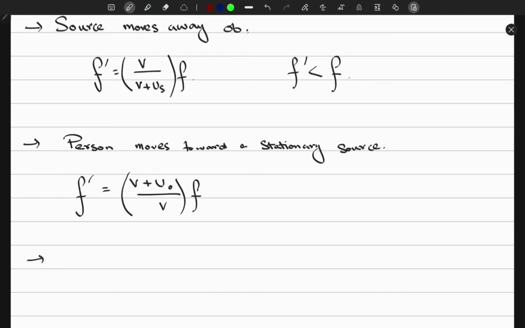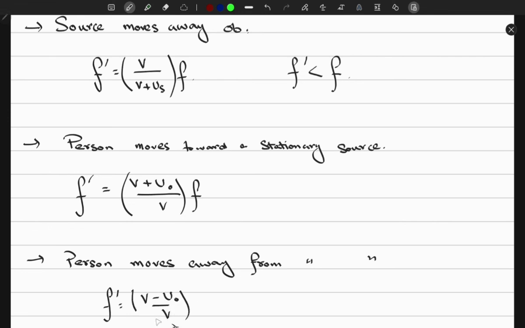And then again, you could have a case where this person moves away from the stationary source, and in that case the apparent frequency would be given as v minus u naught divided by v, times f, where f is the frequency of the sound waves, v is the speed of sound, and u naught is the velocity of the person with which he moves away from the source.